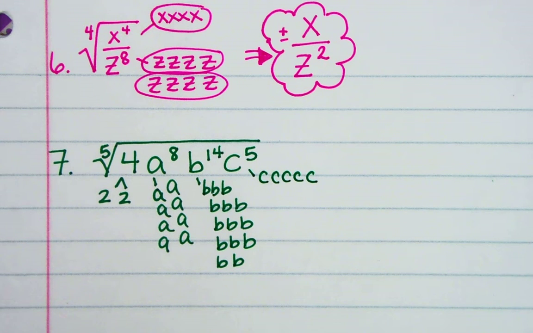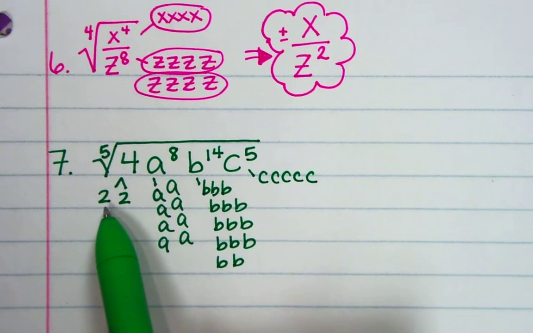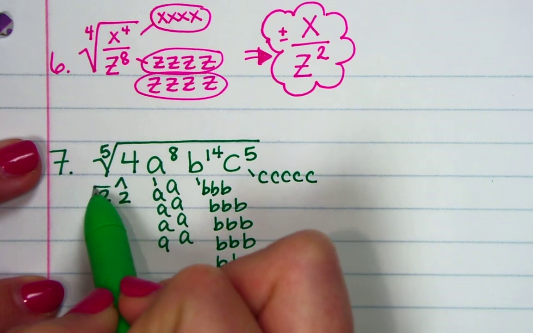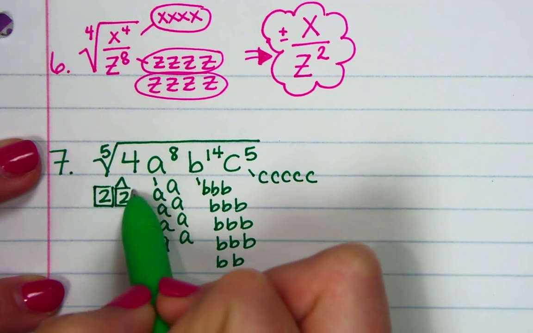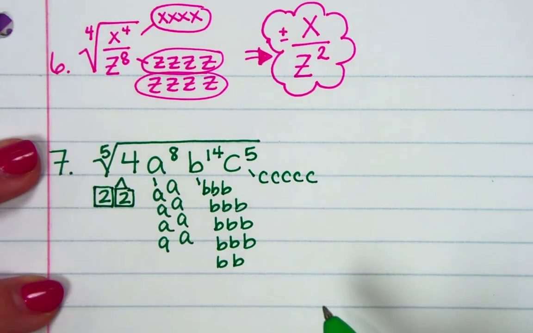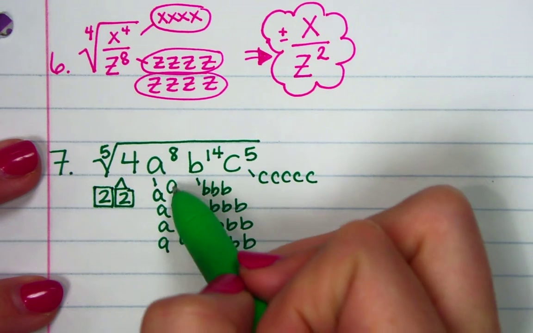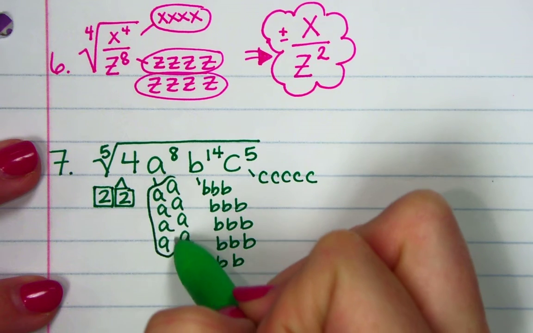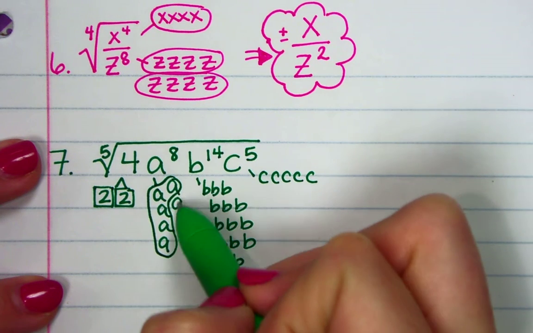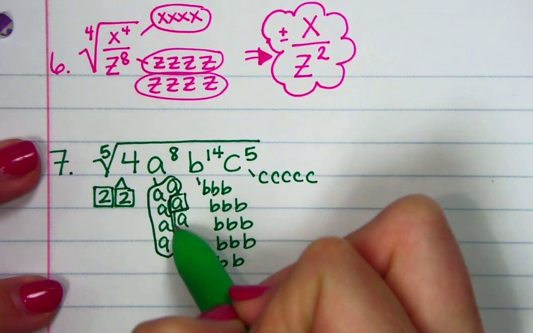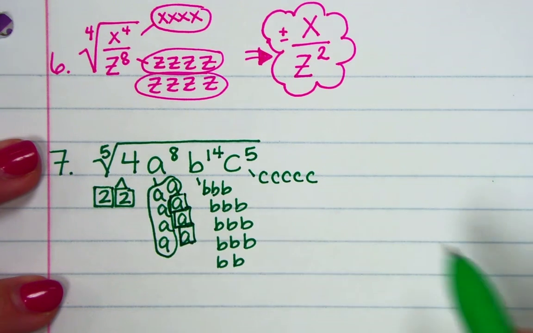Okay, we're looking for groups of how many? 5, right? So do we have 5 twos? No. Okay, that means these are both leftovers. Okay, putting boxes around them. Okay, I'm going to make a group of 5 A's. Okay, let's see. 1, 2, 3, 4, 5. Then the rest, leftovers. 1, 2, 3 leftover A's.